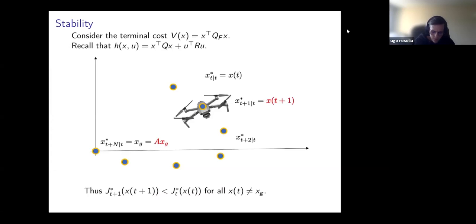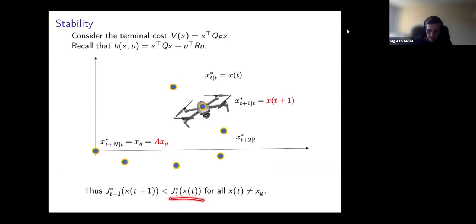So in this example, we want to drive the system to the origin. But in general, if you want to drive the system to an equilibrium point, you want to make sure that your instantaneous cost and your terminal cost are zero when you reach the goal point. This implies that your optimal cost is going to be zero whenever you reach the terminal point, and it's going to be strictly positive when you have not reached the equilibrium point where you want to go.